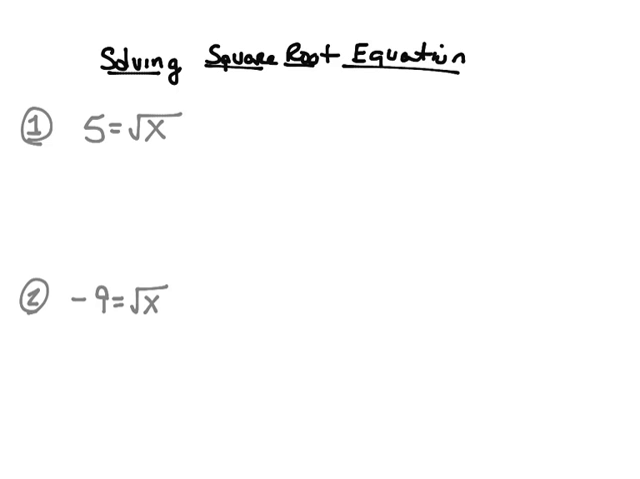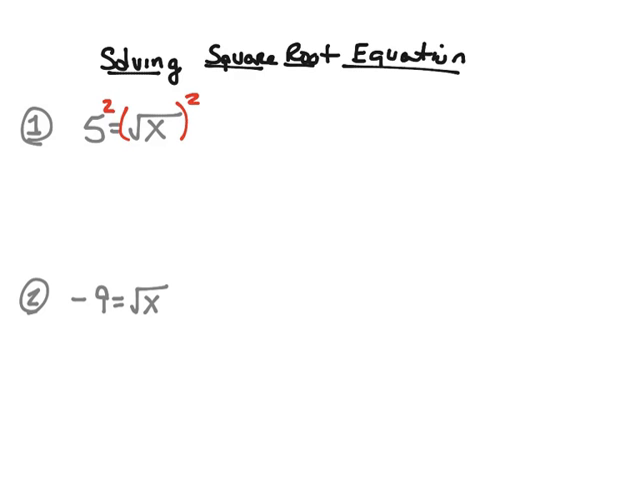Alright, so the first thing we want to do is make sure that we isolate the radical, or our square root. And that, as you can see, is already done. We have the square root of x. So the next thing we're going to do is square both sides, because the opposite of square rooting something is to square it. So I'm going to square this side, and I'm also going to square this side.